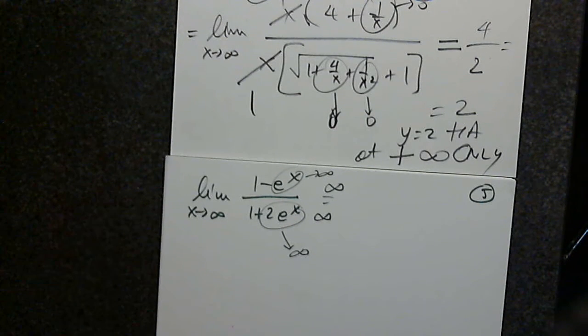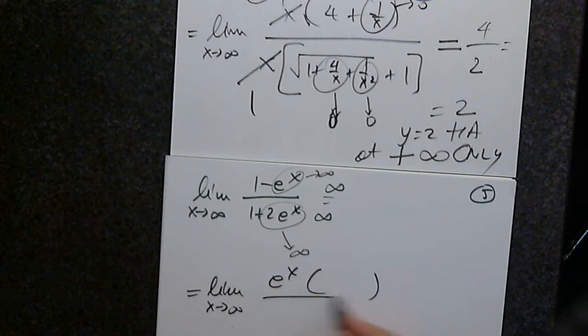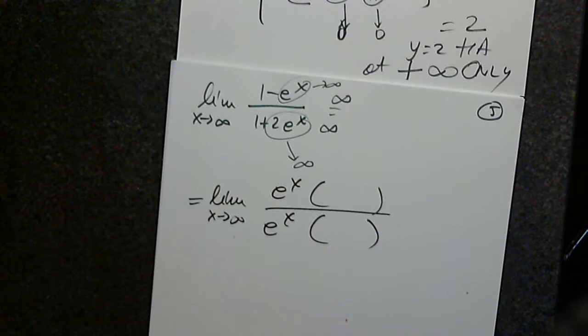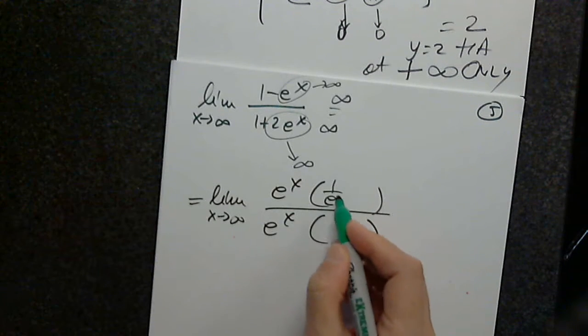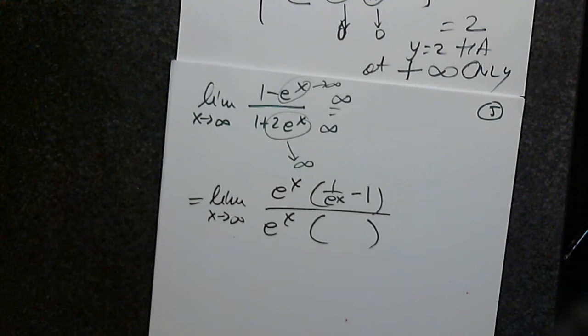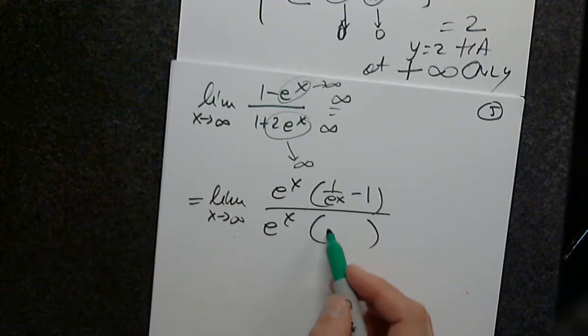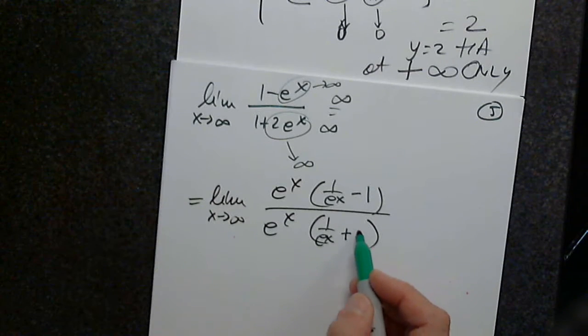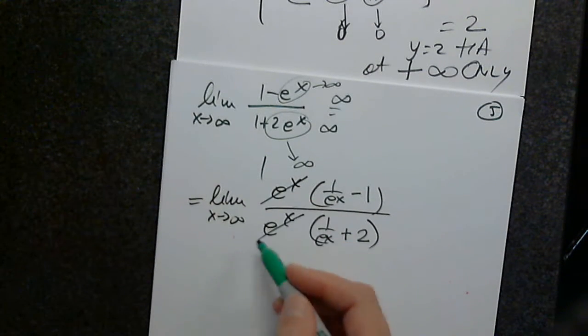Okay. So if that's the case, what I would do is I would factor out. We're not talking about polynomials here, so I can't say what is the degree of the top. But I see that if I factor out e to the x from both, I will be able to simplify it. So if I factor out e to the x, what is left from the top? 1 over e to the x minus 1, excellent. What about the denominator? Still 1 over e to the x, but this time plus 2.